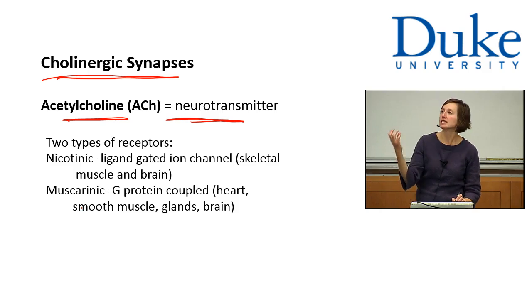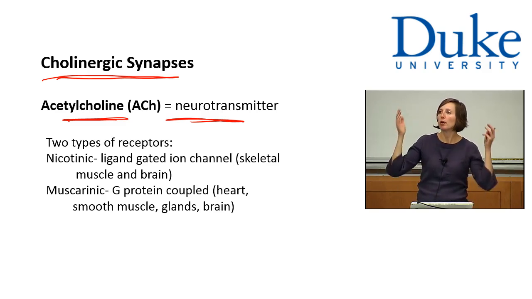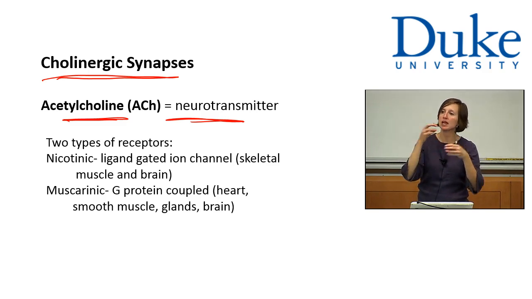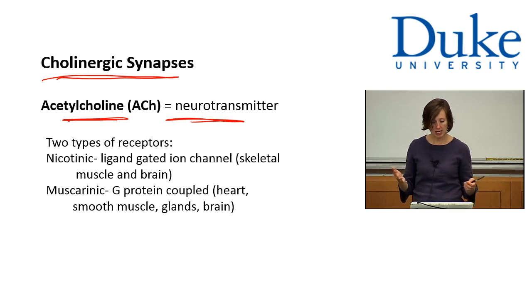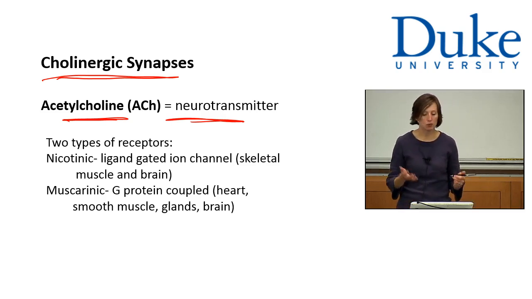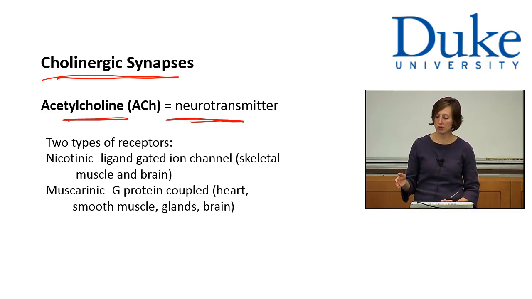Or you can have acetylcholine receptors that are muscarinic, which, instead of being ligand-gated ion channels, are G protein coupled receptors, which will bind the acetylcholine and then start some sort of signal transduction cascade that will lead to changes in ion channels or other changes in the cells that will cause the effect. So muscarinic receptors are found on the heart, smooth muscle, glands, and also in the brain.